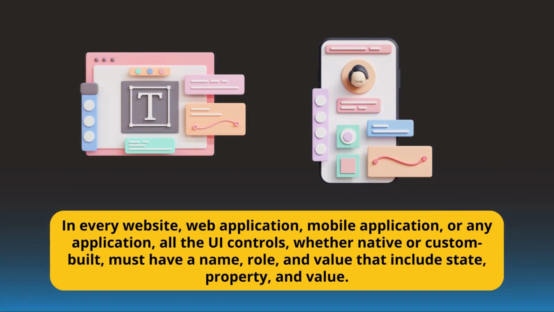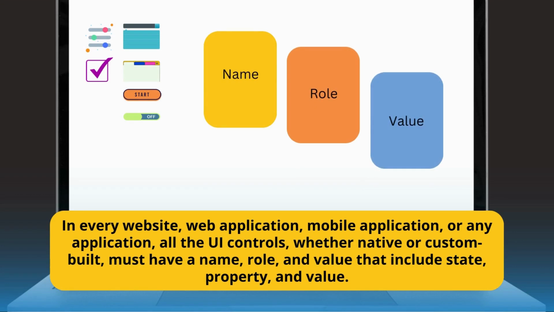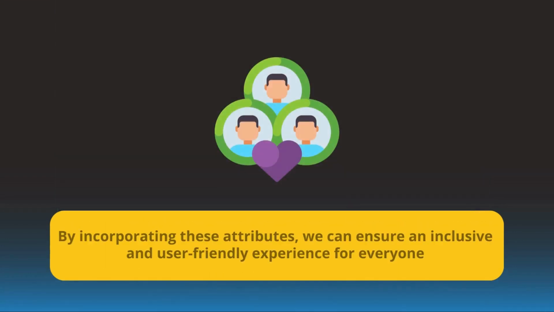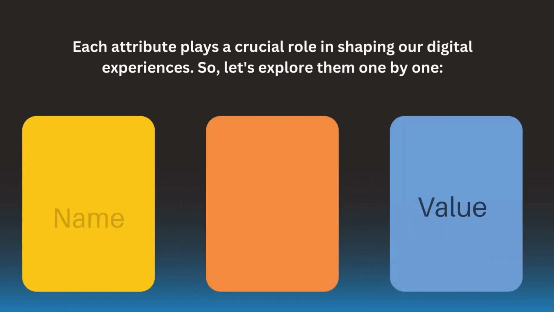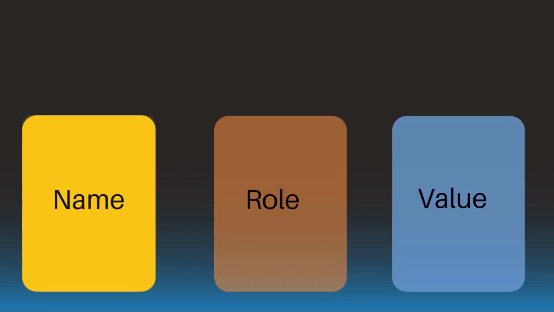In every website, web application, mobile or any application, all the UI controls, whether native or custom built, must have a name, role and value that includes state property and value. By incorporating these attributes, we can ensure an inclusive and user-friendly experience for everyone. Each attribute plays a crucial role in shaping our digital experiences. So let's explore them one by one.